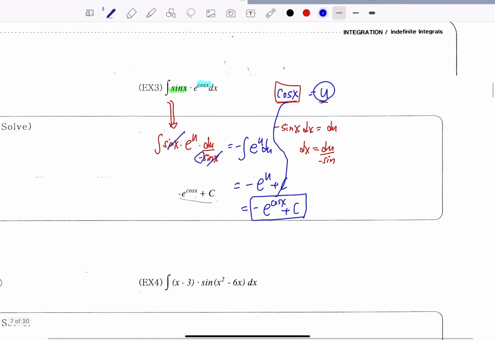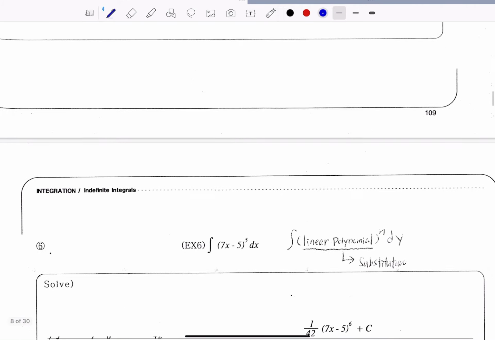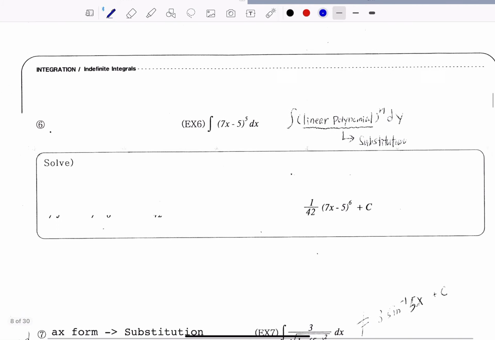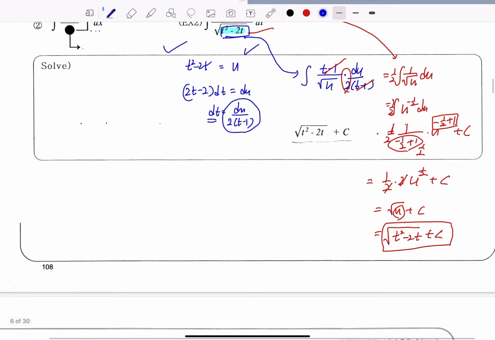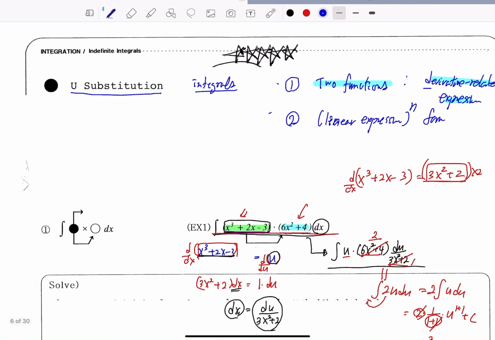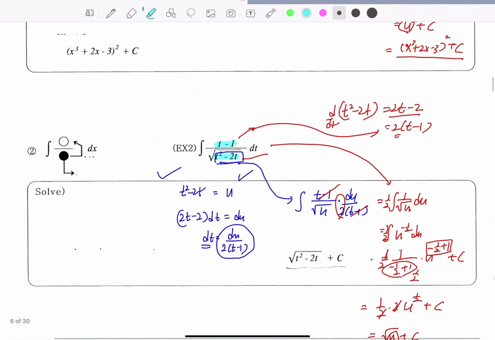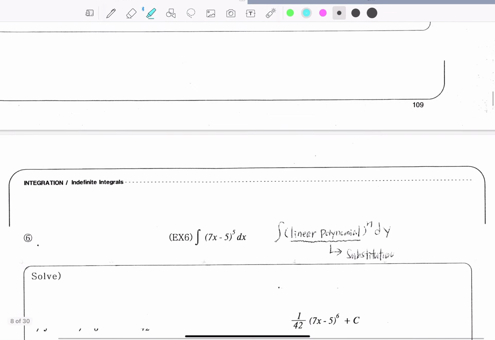Next example is for the second case. I said we can use substitution in these two cases. Number one, if there are derivative related expressions between two functions, we can use u sub. Second case is linear to the n power. Next example is for the second case, linear to the n power.